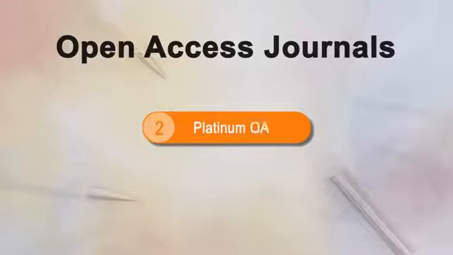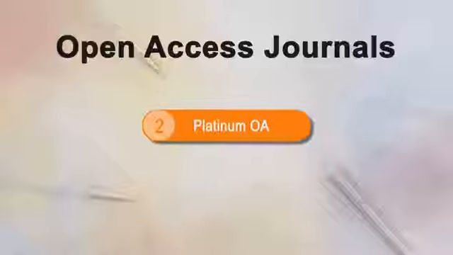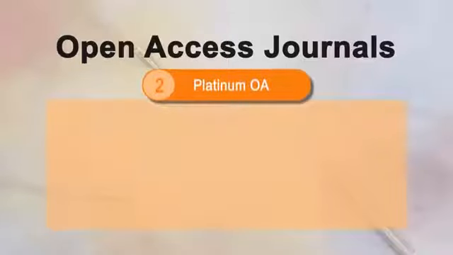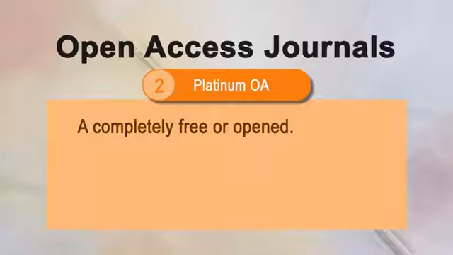The next type of open access journal is the platinum open access journal. Now, a platinum open access journal does not involve any kind of payment. Neither do the authors need to pay for publishing, nor do the users need to pay a subscription fee or licensing fee to access the journals. So it is completely free or open. But then, of course, there has to be a cost involved, and somebody has to absorb this cost.